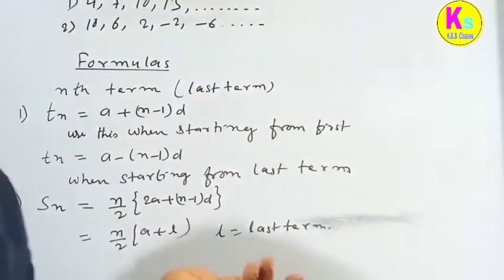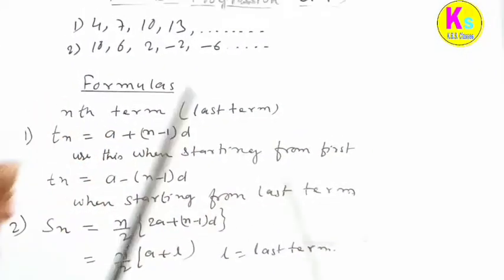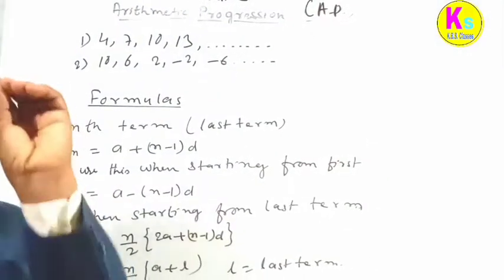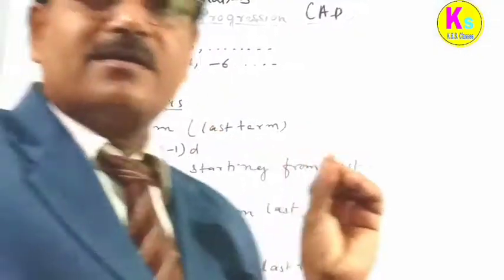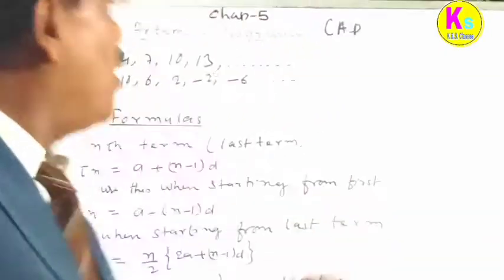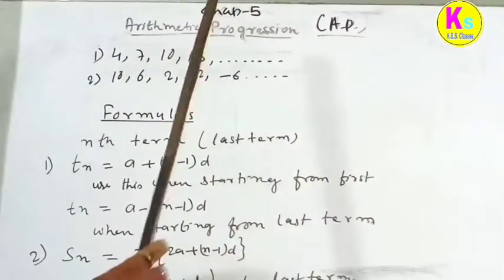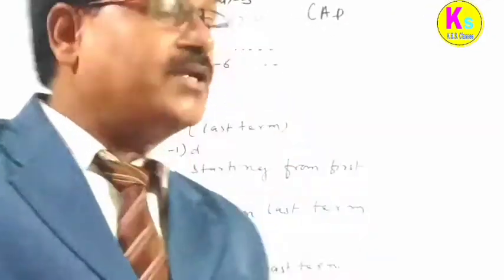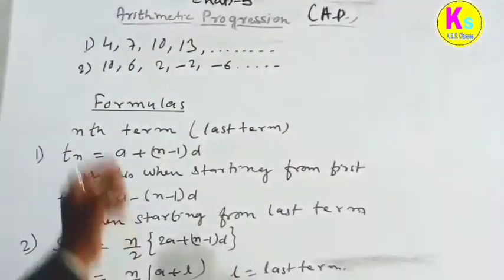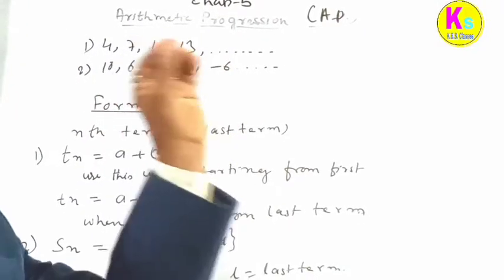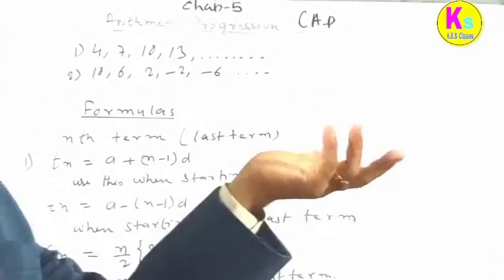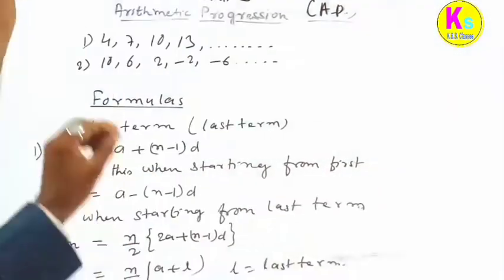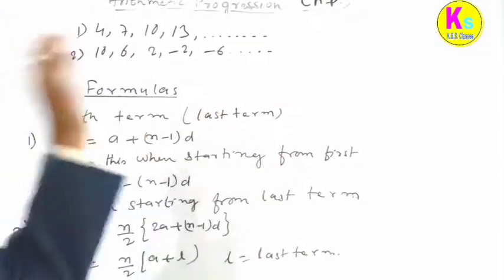In the same way, if each term of an AP is multiplied by a constant, or each term of an AP is divided by a constant quantity, then also you will get an AP. It will be another AP, but it is also in AP. These are the properties of AP.